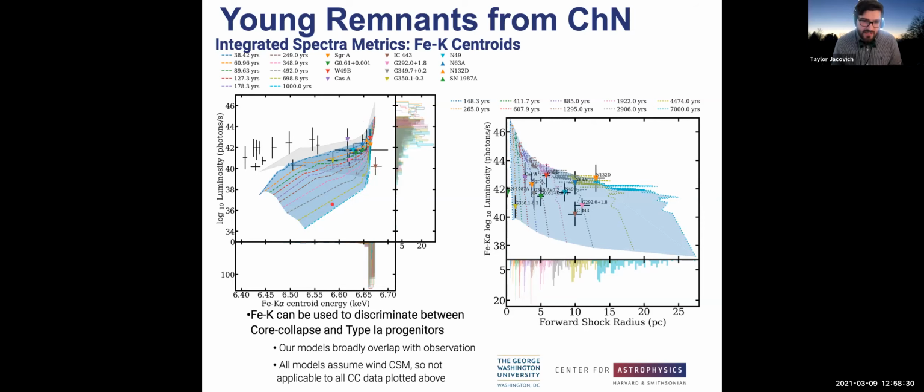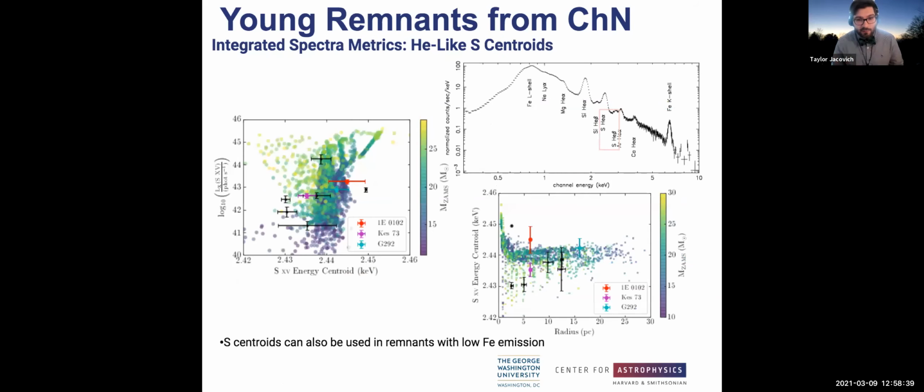But there's one key problem with the iron K centroid, and that's that not every remnant has iron strongly emitting in its spectrum. So another thing we attempted to do was look at the helium-like sulfur emission, which is in this region here. But sulfur runs into a couple of problems. First, it's in a much more crowded part of the spectrum compared to iron. So you have to deal with helium-like and hydrogen-like sulfur, helium-like silicon, this whole mess of complexes in the 2 to 3 keV region.